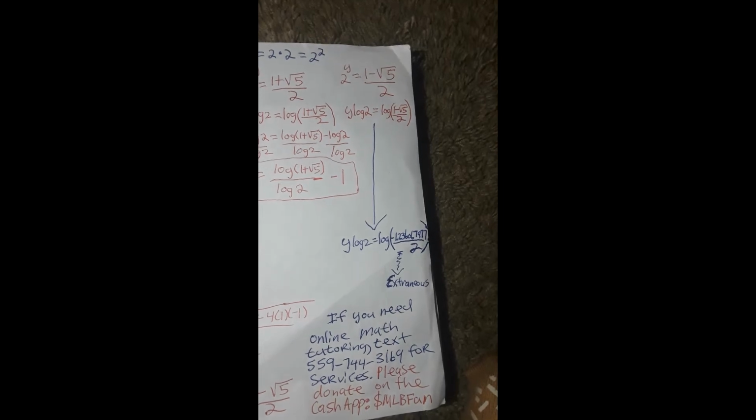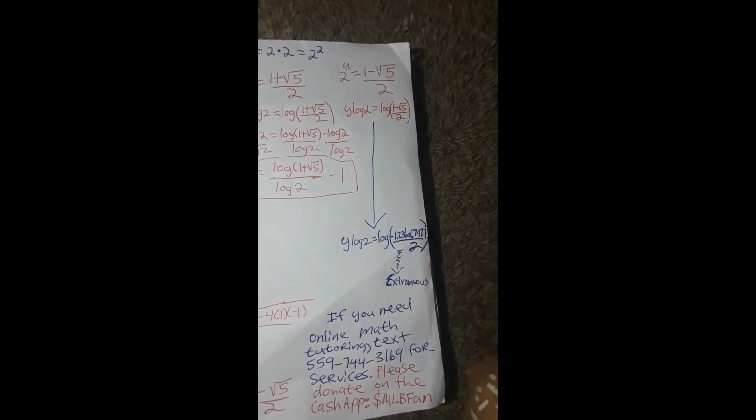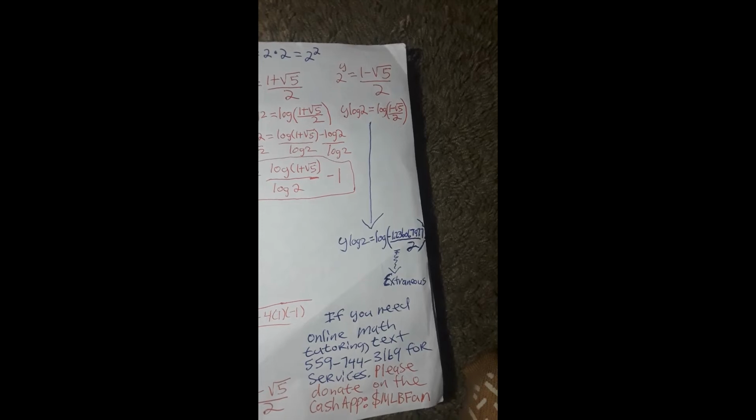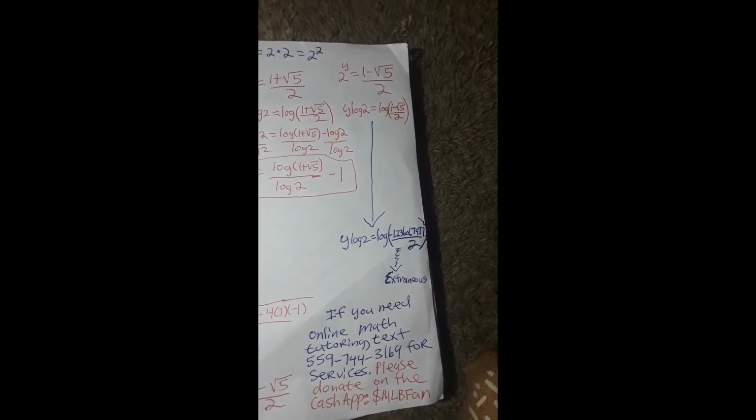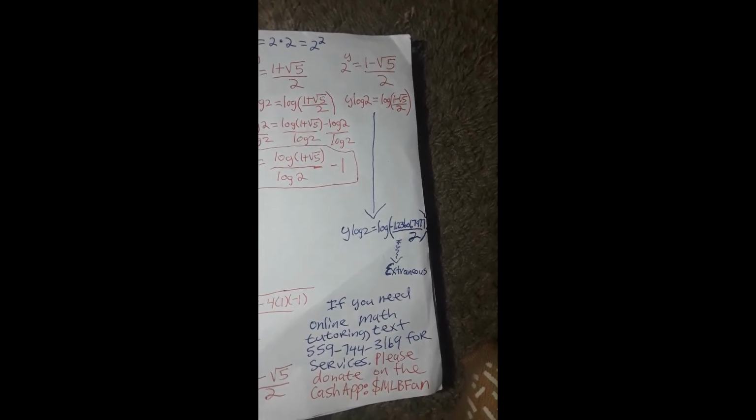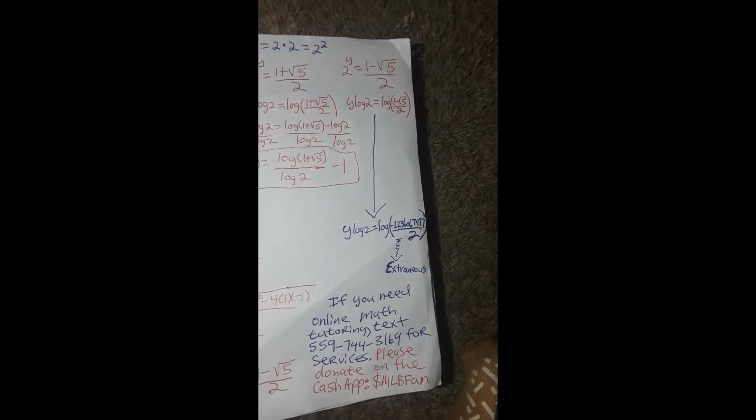When you have a negative value contained within a logarithm, it becomes an extraneous solution. So this solution is not real. So the only solution to the problem is y is equal to log of 1 plus square root of 5 divided by log of 2, minus 1.